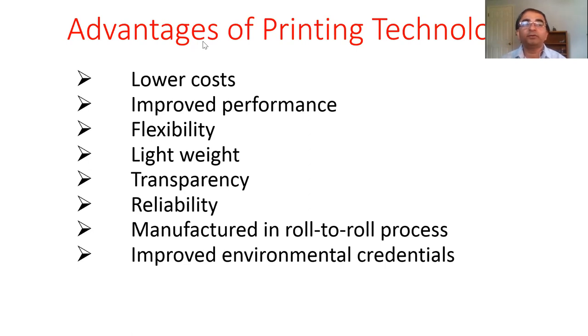And if you are able to make some transparent electronics, you can coat that electronics on window panes. It will serve two purposes. One, it will generate electricity or store electricity. On the other hand, it will protect you from the outer atmosphere. So I think transparency is also one of the advantages. You can make transparent, lightweight, flexible, low cost, and improved performance electronics with the help of printing technology. Reliability is there. And most importantly, manufacturing in a roll-to-roll process.